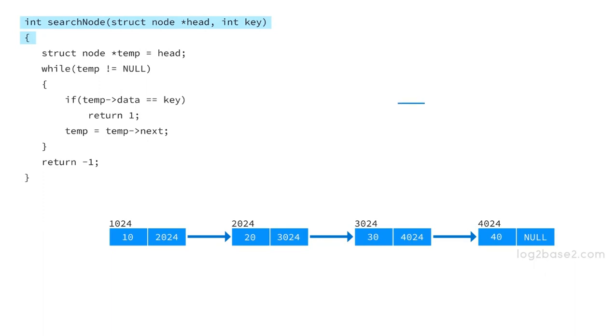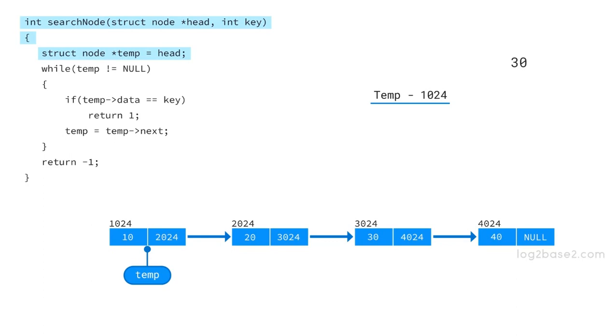First, the address of the head node, which is 1024 here, is stored in temp. Now this while loop is used to traverse and check if the node is the key. If the key is found, then the function returns 1, and if the key is not found, then it returns -1. Here we are searching for element 30. So key equal to 30 here.